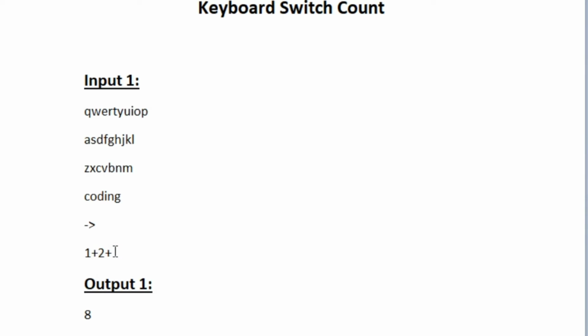So from the first row we have to move to the second row. So shift is equal to 1. Then we are present in the second row, and next we need to type the character I. I is present in the first row. So from the second row we should move to the first row. So again we need to do 1 shift. And the next character is N.